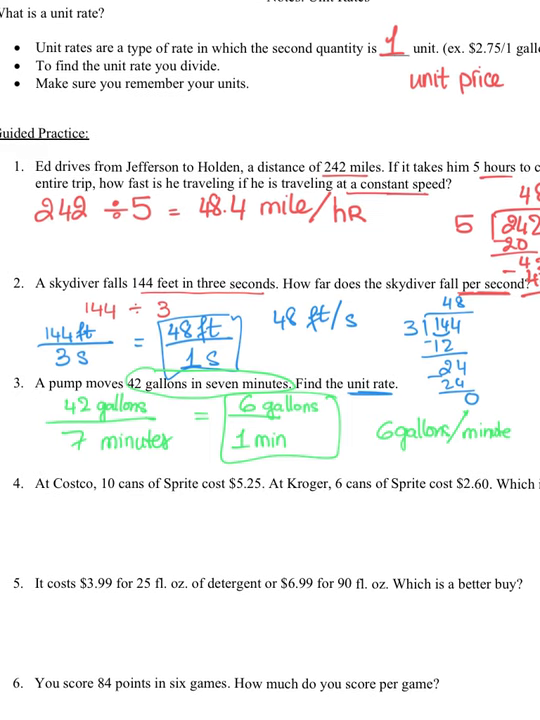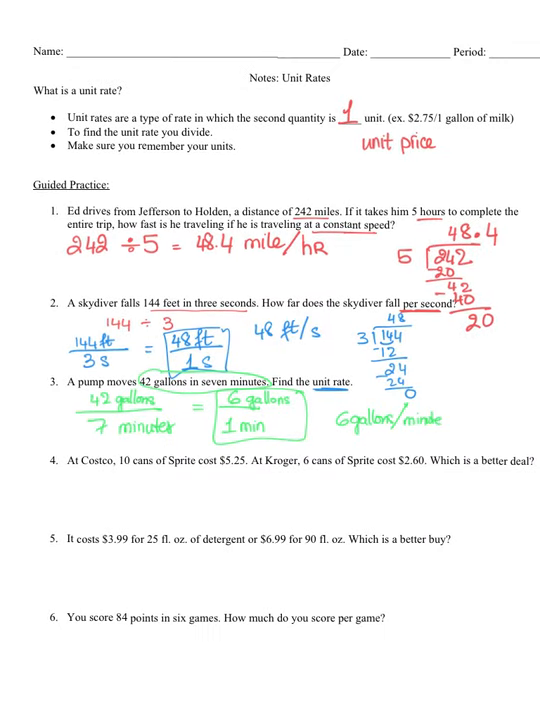Number 4. At Costco, 10 cans of Sprite cost $5.25. At Kroger, 6 cans of Sprite cost $2.60. Which is the better deal? Before we can consider which one is a better deal, we're gonna find the unit price, or the unit rate. Okay, so let's start with Costco and then Kroger.